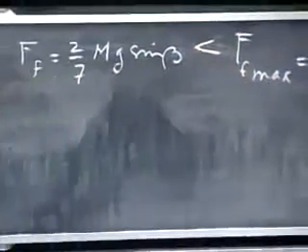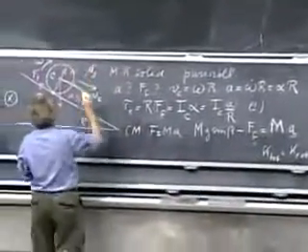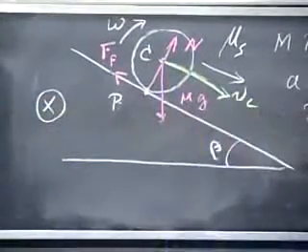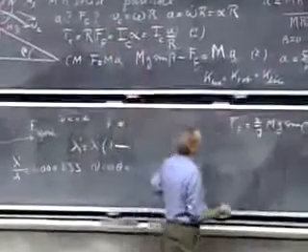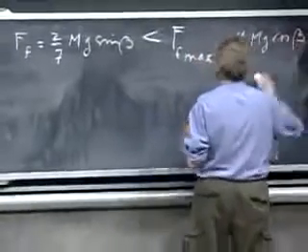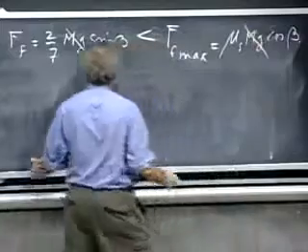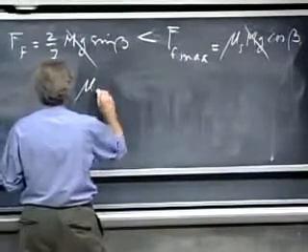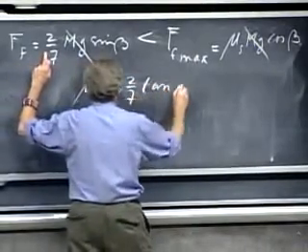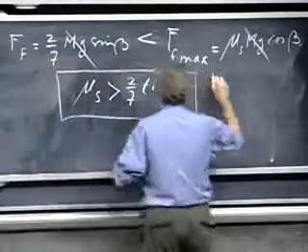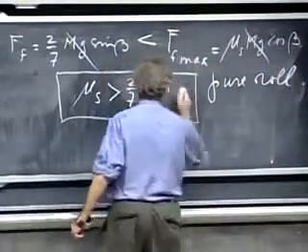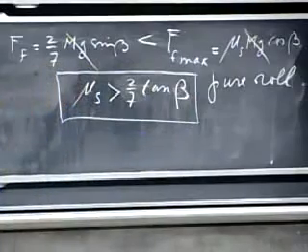But the maximum frictional force is mu s, the static friction coefficient, times this value n. And this value n is mg cosine beta. And so this is mu s times mg cosine beta. I lose my mg, no surprise. And so a necessary condition is that the static friction coefficient must be larger than 2/7 times the tangent of, not alpha, I don't know what is wrong with me, beta, in order to have pure roll.